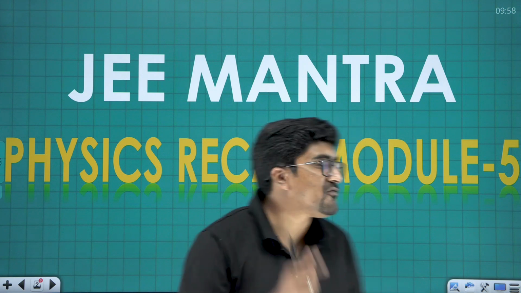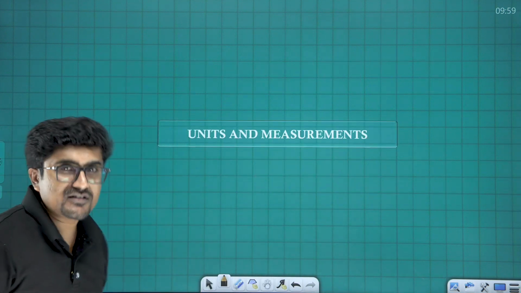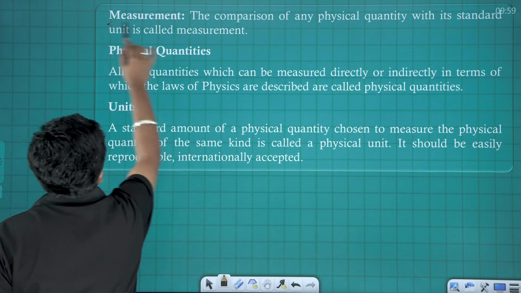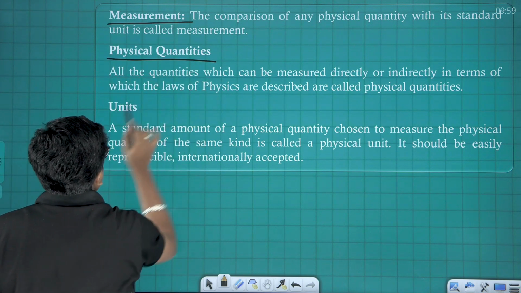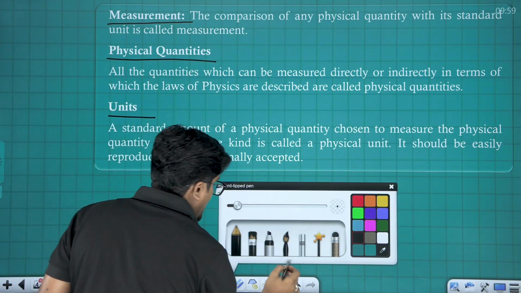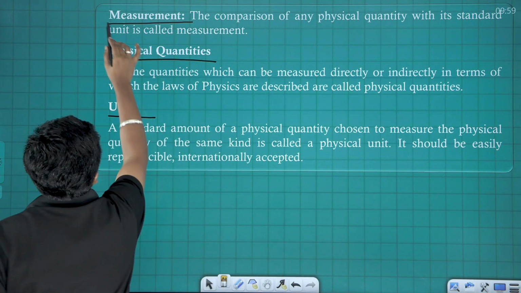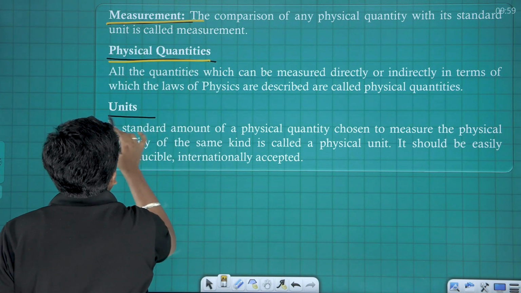Welcome to another recap video of the JEE Mantra 2025 series. Moving to the very first chapter, that is units and measurements. Here we are starting with measurement, physical quantities and units. Measurement, physical quantities and units, the three things that we are going to discuss right now.